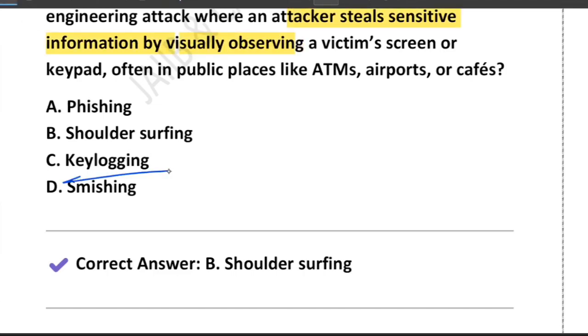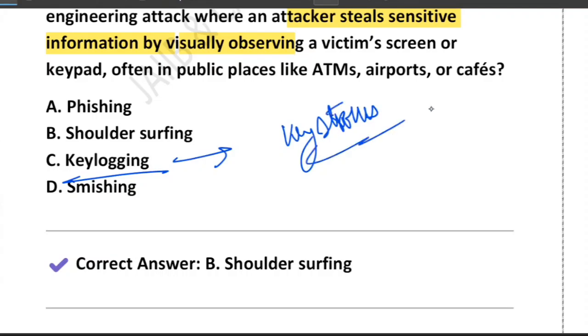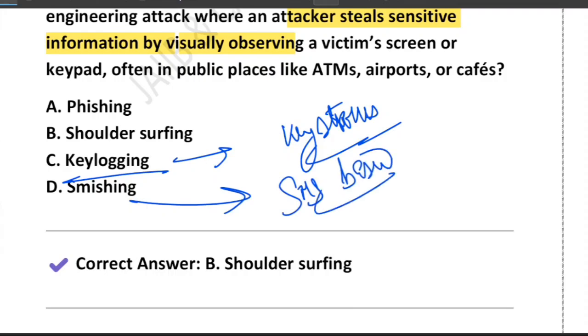The second option they have mentioned is key logging. Key logging is software or hardware that records keystrokes, right? They require malware or a physical device, not someone watching what you type. And smishing is SMS-based phishing, a fake text message asking for details, with no visual spying involved.